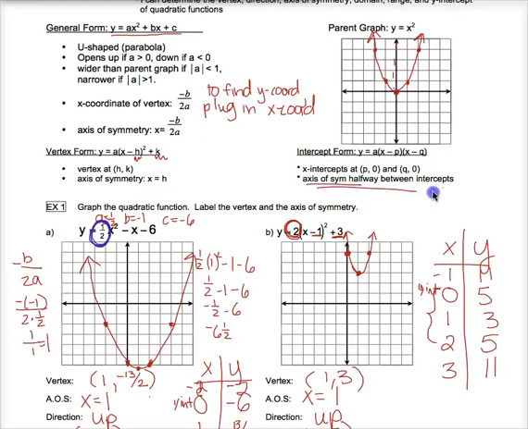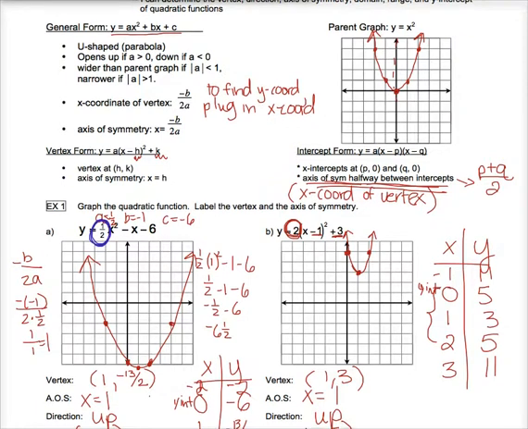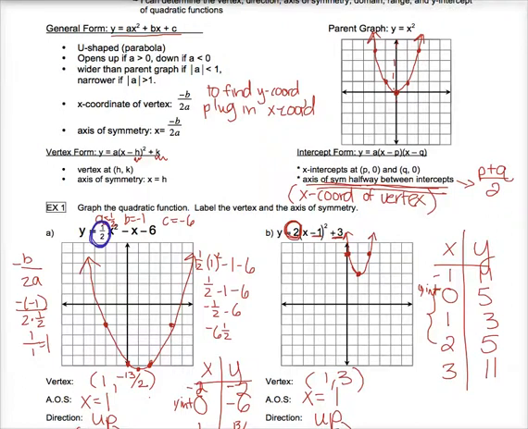This is really important. The axis of symmetry, which is also the x-coordinate of the vertex, is halfway between the intercepts. So that means to find the vertex, you're going to do P plus Q and divide it by 2, because halfway between means you're taking the average. So P plus Q divided by 2 is going to give you your x-coordinate of the vertex. To find the y, just like with general form, you're going to plug it in.